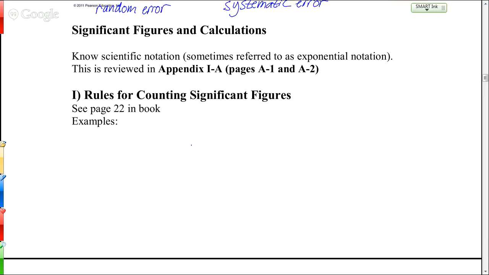So who's done math with significant figures before? So everybody? That's okay. But if you haven't, or if it's been a long time, definitely something you want to review because it is something that we will use this semester exclusively.